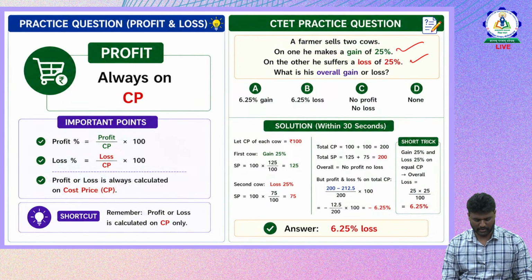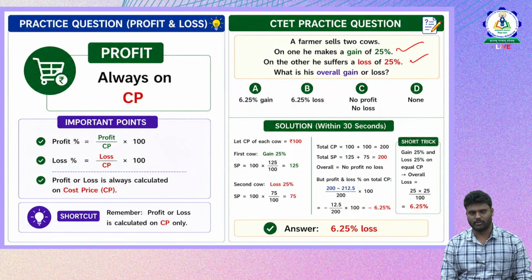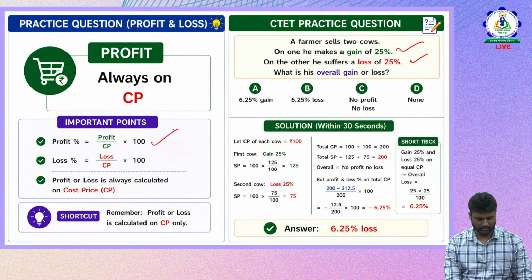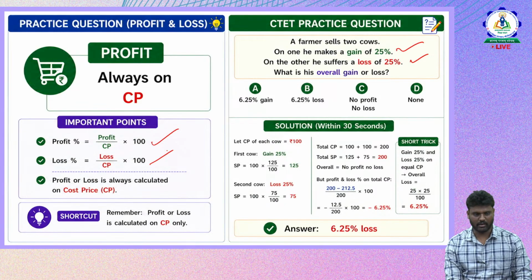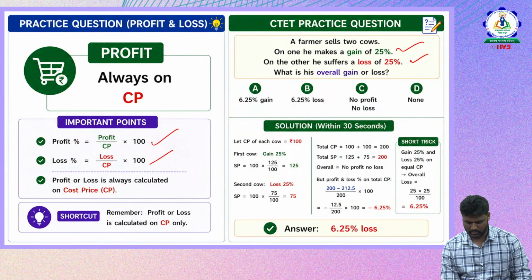Now let us see that. Whenever there is a gain, we obtain the profit percentage. In such cases, we use the formula profit percentage is equal to profit by CP into 100. For the loss percentage, first we identify the loss, then we identify the cost price, then we multiply with 100. Now, let us assume that we don't know the cost price of each cow. Let us assume that it is 100 rupees.